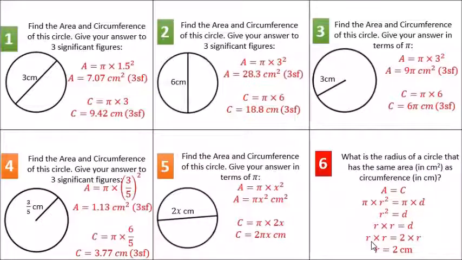So if that's the case, then the radius times the radius is equal to 2 times the radius. I can divide both sides of this equation by the radius, by r, to get that the radius is equal to 2 centimetres. So a circle that has a radius of 2 centimetres will have the same circumference in centimetres as area in centimetres squared.